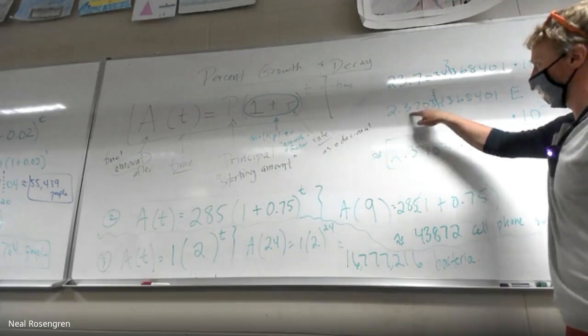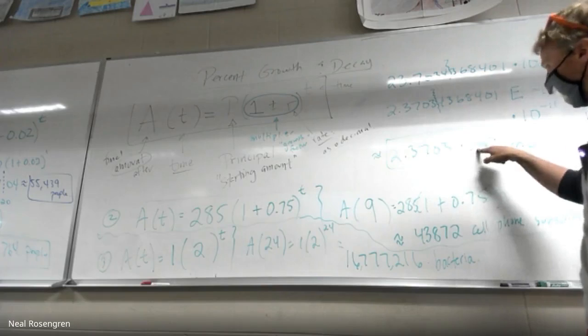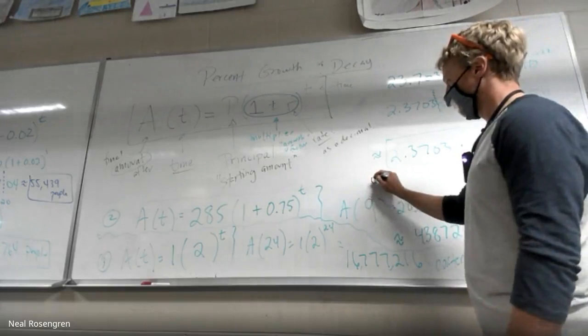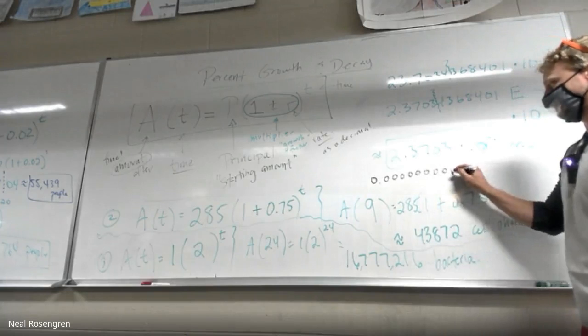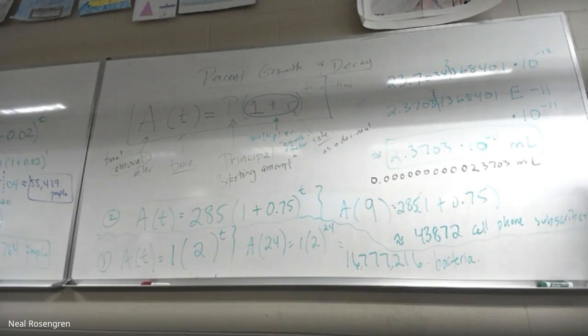So 3703, okay, below 5, so I keep it, and then times 10 to the negative 11. Or if you really want to, 11 zeros: 1, 2, 3, 4, 5, 6, 7, 8, 9, 10, 11, 2, 3, 7, 8. That is how small that number is. So if the number after the E is negative, it's super small. If the number after the E is positive, it's really big.